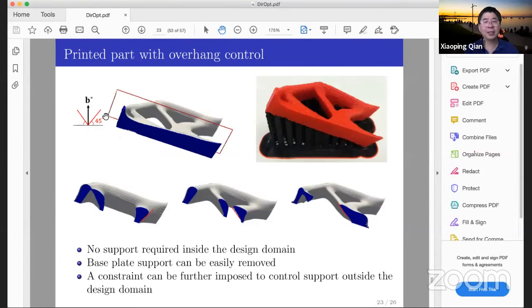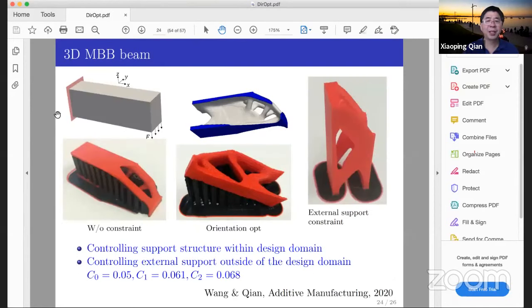And if we cut it, we can analyze the boundary slope, and it is 45 degrees. So the 45 degree angle is satisfied. And if we impose a constraint on the base plate and the design domain, this is the part we have. So this part will have very little support, both inside the domain and outside the design domain. If you look at the cost function, when we impose the support constraint, it does lead to an increase of the cost function here. And this is work done by Cunfu here.